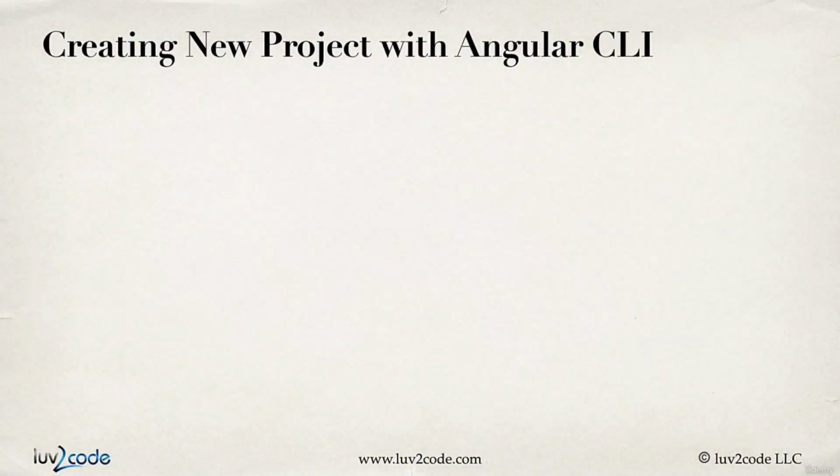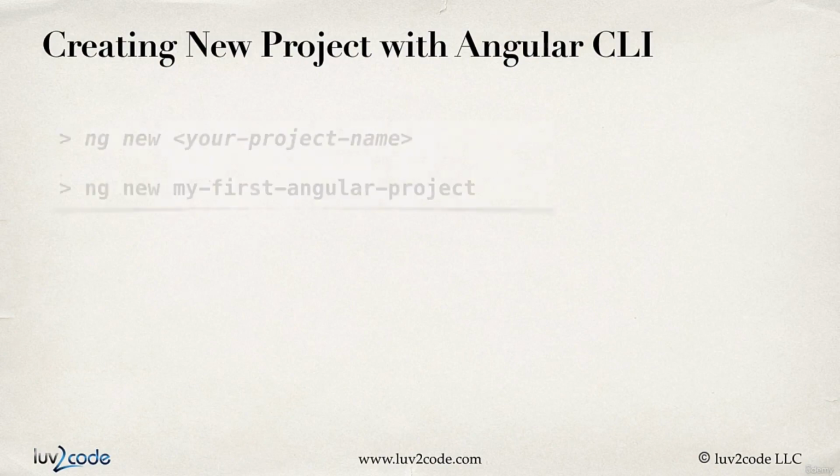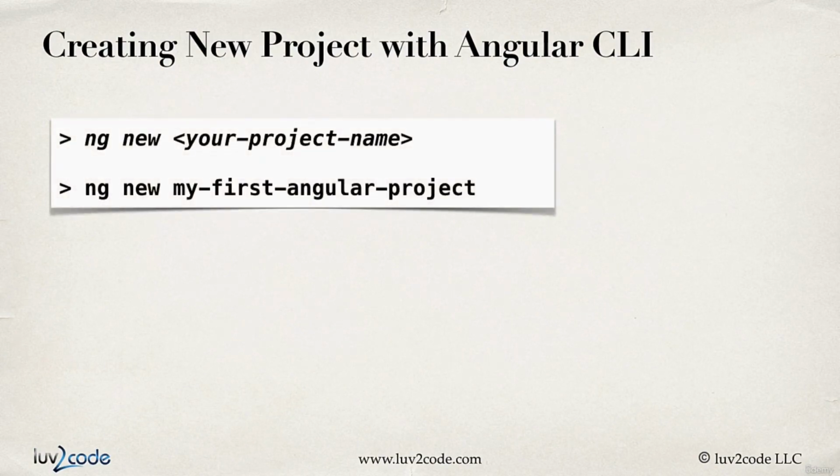Now, here's an example of how to create a new project with the Angular CLI. You simply say ng new and whatever the project name is. So here I could say ng new my-first-angular-project. And so this will actually create the project, create all the initial files that I can use to get started.